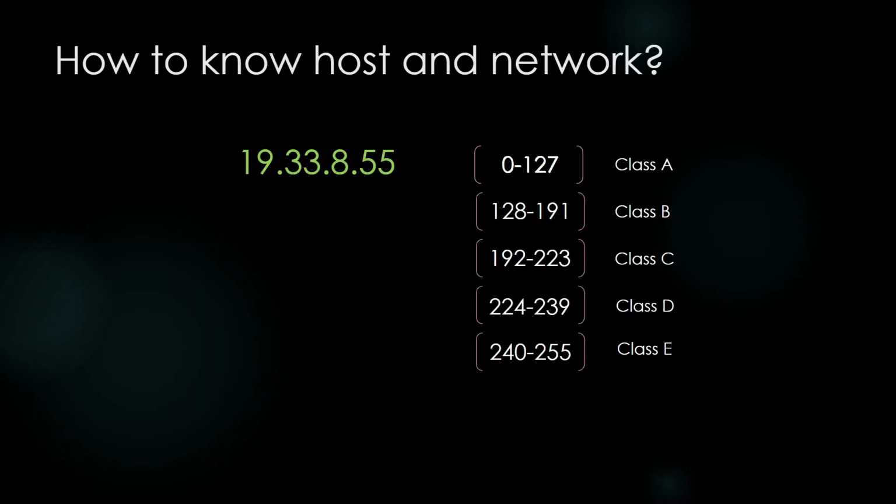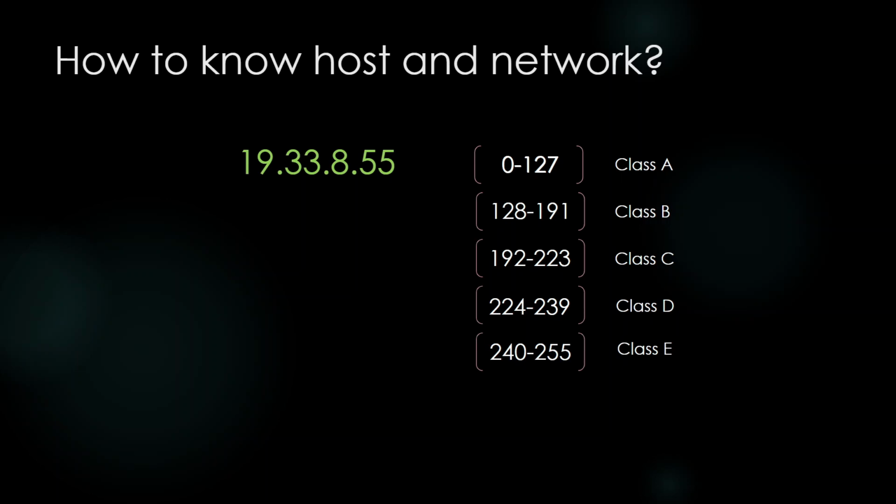Now let's see how to find the host and network value from an IP address. We know that there can be 4 billion IPv4 addresses. To manage those IP addresses, they are divided into 5 classes, which are A, B, C, D, and E. And based on the class, we can know how many fields are in the network and how many fields are in the host.